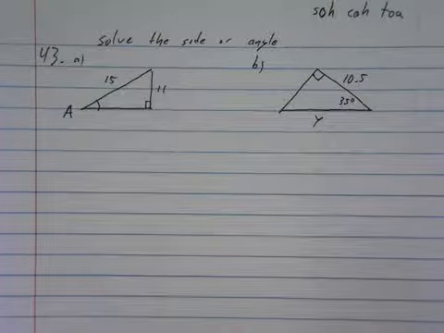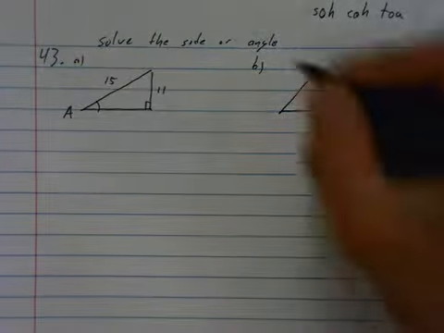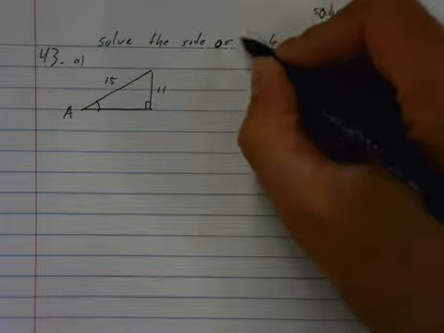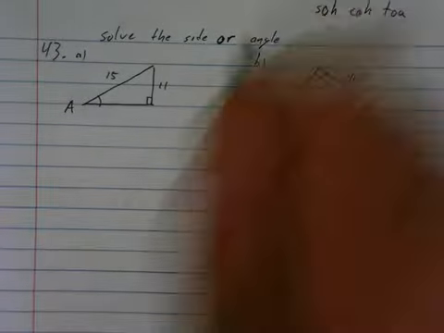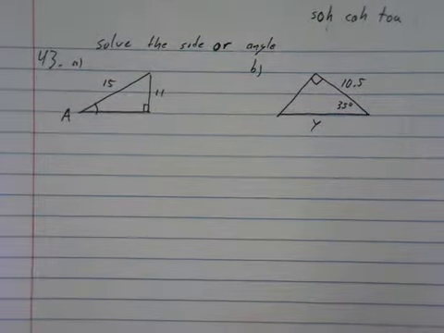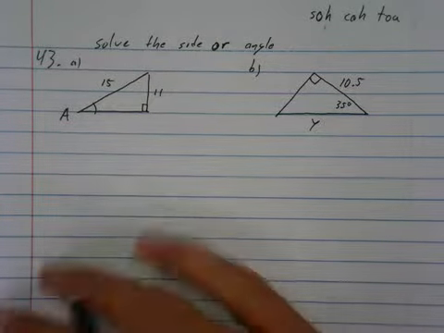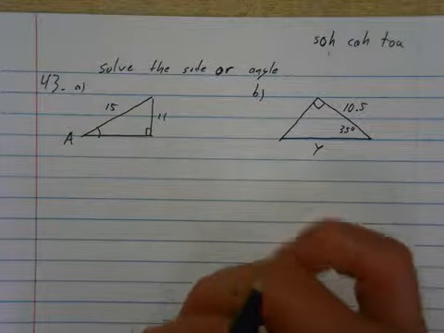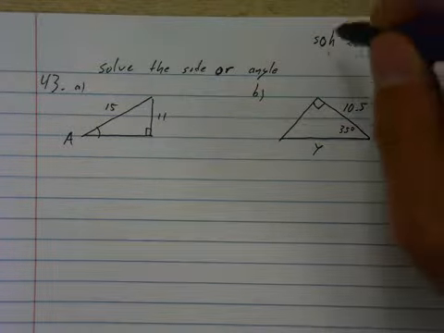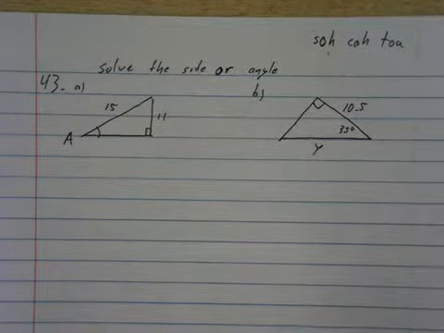Okay, question 43. Solve for the side or angle. Now that this is exam review and you've learned sine law and cosine law, if you want to do Pythagorean theorem and sine law and cosine law, you can, but I don't want you to. It is super important that you know the basic sine, cos, and tan. So work with Soh Cah Toa here. Don't go to sine law all the time.